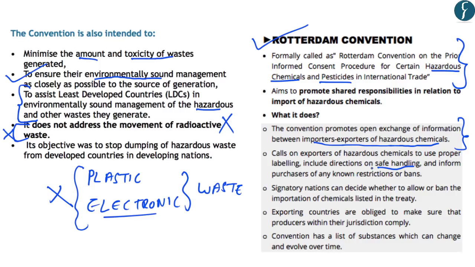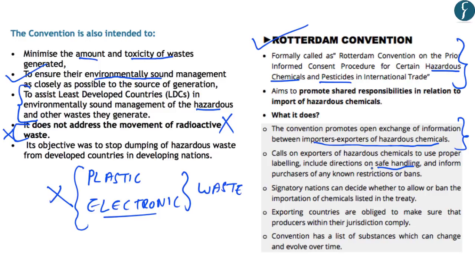However, the Basel Convention deals with the waste or the hazardous waste movement. So this is the basic difference between the two conventions. So these are two conventions, namely the Basel and Rotterdam, and these can be important for us from the preliminary examination. Now similarly, there are various other conventions. For example, there is Stockholm Convention, etc.